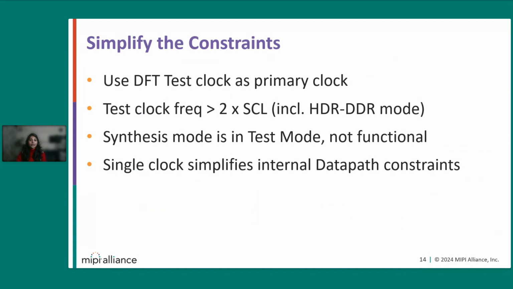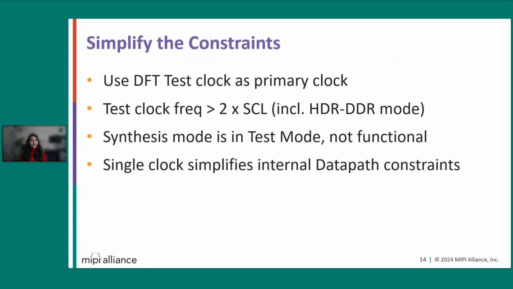than the I3C target operation frequency, which is typically 12.5 megahertz. And if we consider even the HDR DDR mode, it will work well because it will be 25 megahertz. And if your test frequency is 50 megahertz, a single clock of 50 megahertz will cover all the internal functional paths. And do the synthesis in the DFT mode.